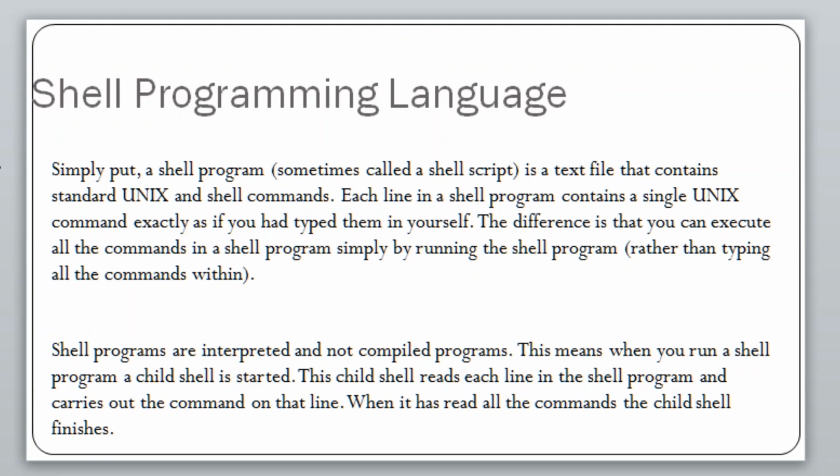Let's go ahead and dive right in with what the shell programming language is. So simply put, a shell program is a text file that contains standard Unix and shell commands. It's also sometimes called a shell script. Each line in a shell program contains a single Unix command exactly as if you had typed them in yourself. The difference is that you can execute all the commands in a shell program simply by running the shell program, rather than typing all the commands within. Shell programs are interpreted and not compiled programs. This means when you run a shell program, a child shell is started. This child shell reads each line in the shell program and carries out the command on that line. When it has read all the commands, the child shell finishes.